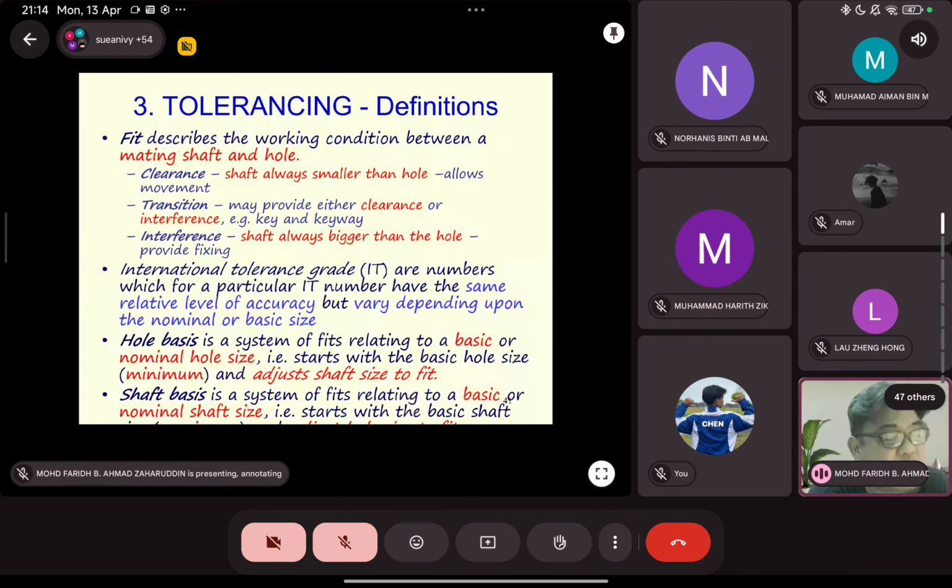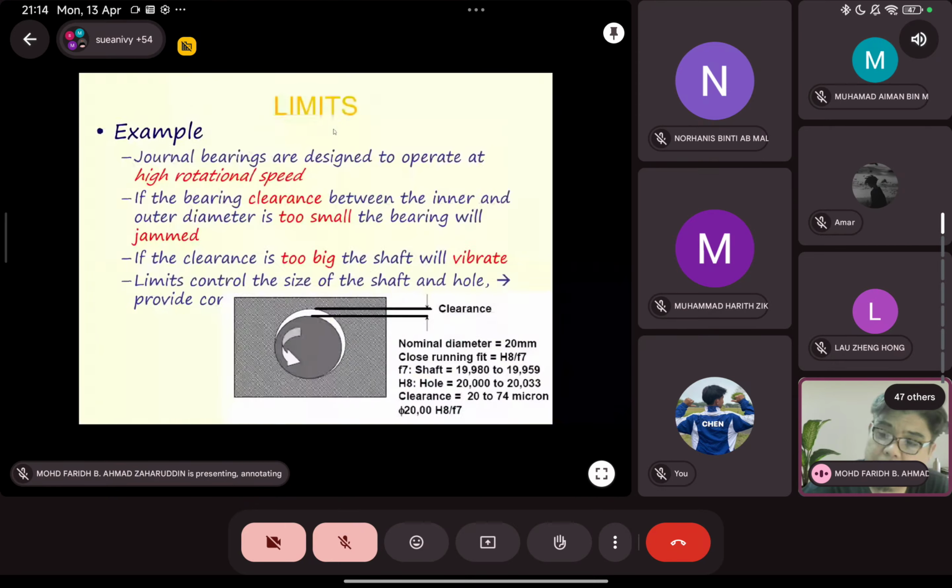Okay, now next about hole basic and shaft basic system. Okay, guys, listen carefully. In BS 4500, we are going to use hole basic and shaft basic system. If you look at the hole basic system, this system is related to the basic or nominal hole size. And the second one, shaft basic system, is fixed, which relates to the basic or nominal shaft size. Straight away. See this one?